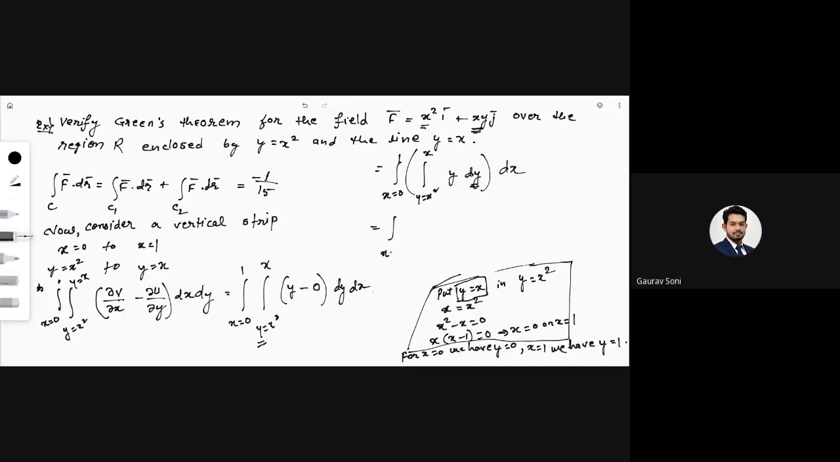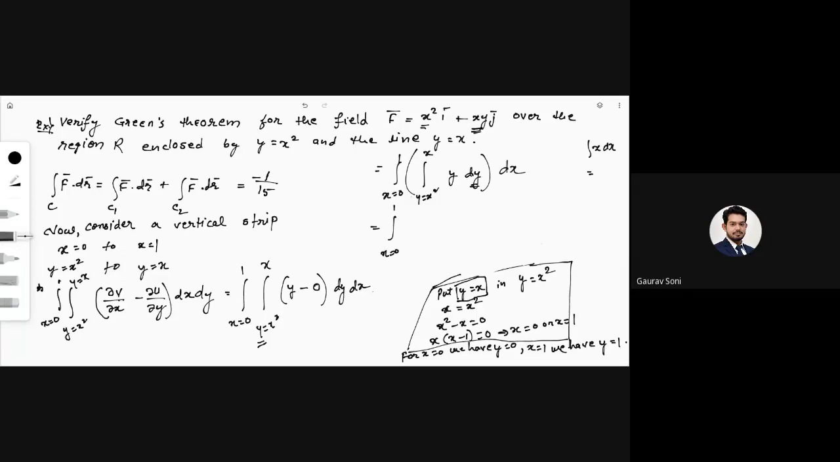So 0 to 1. What is the integration of x dx? x dx क्या होता है? Anyone? Integration of x? This is the integration of x. X square by x square by 2.